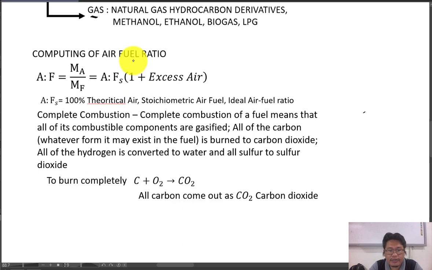Now for complete combustion of fuel, that means all of its combustible components are gasified. All of the carbon, whatever may exist in the fuel, is completely burned out. Whatever you put in will be converted into another product. For example, if we combine carbon and oxygen in a combustion, the product will be CO2. It means all the carbon came out as the product carbon dioxide.